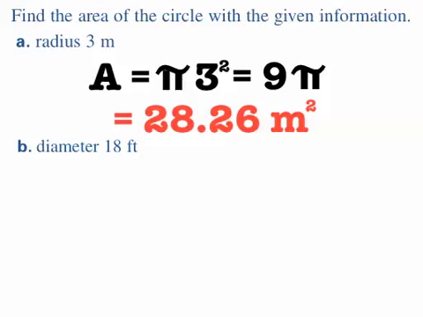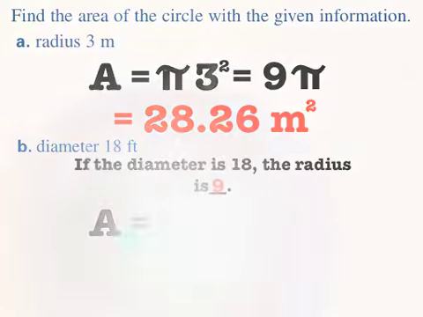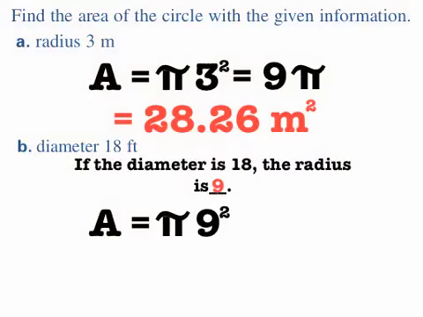Example B tells us that we have a diameter of 18 feet. We can only plug in the radius to the formula to find the area of a circle. Because they've given us the diameter as 18 feet, we're going to use that to find the radius. If the diameter is 18 feet, the radius is going to be half that, so the radius is going to be 9. Now I can plug in 9 for r, so I have pi times 9 squared.